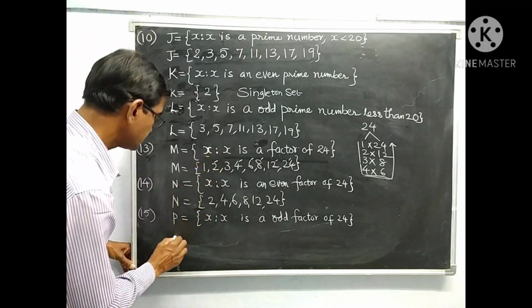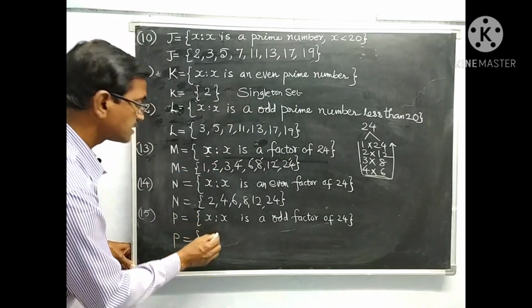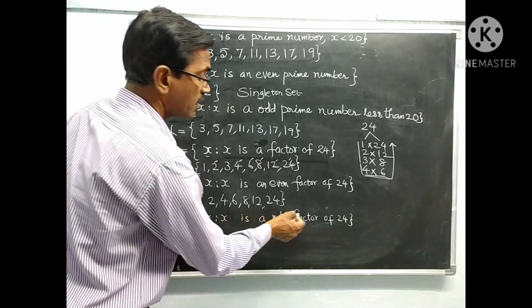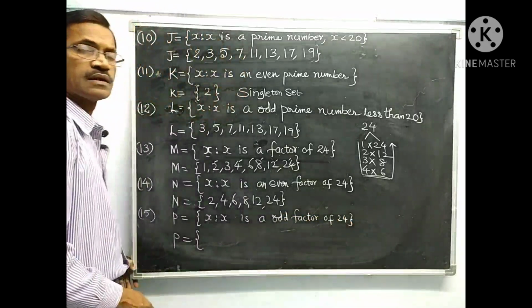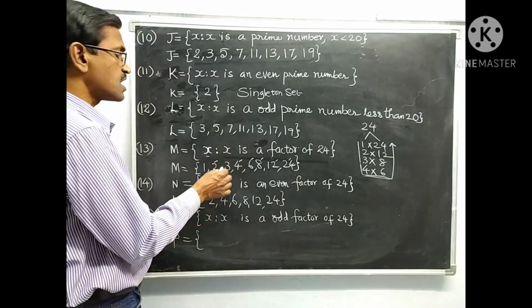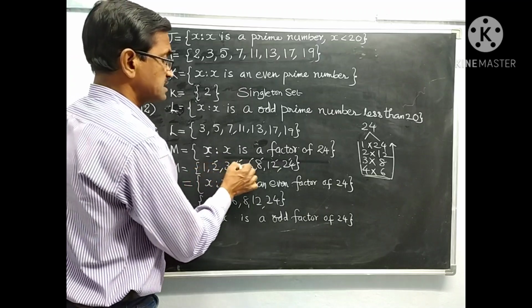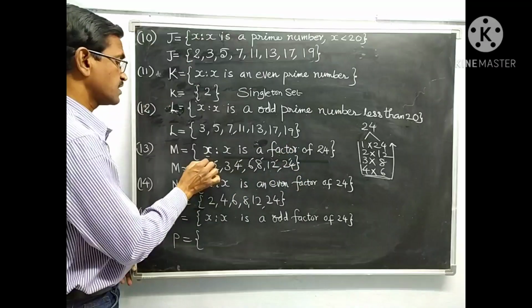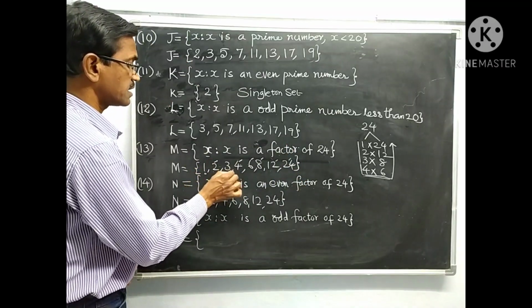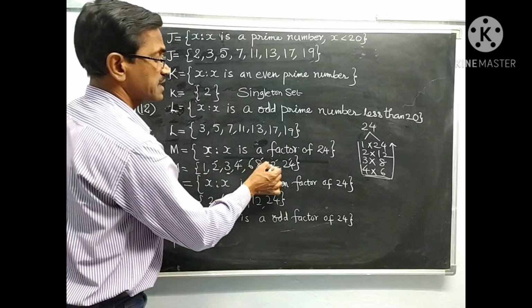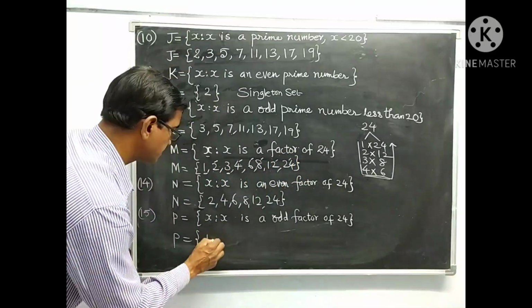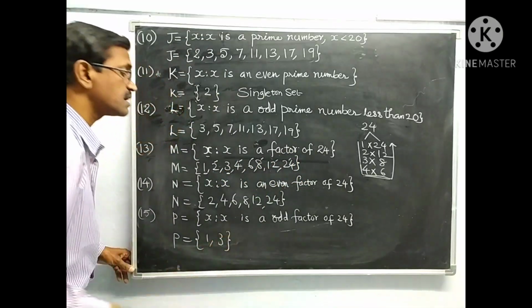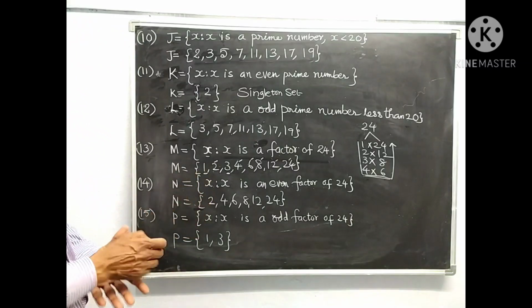Now in this set, x such that x is an odd factor of 24, we have to select the odd factors from this list. Only 1 and 3 are odd numbers, all other numbers are even numbers. So we have to write like this. The question may be asked like this also.